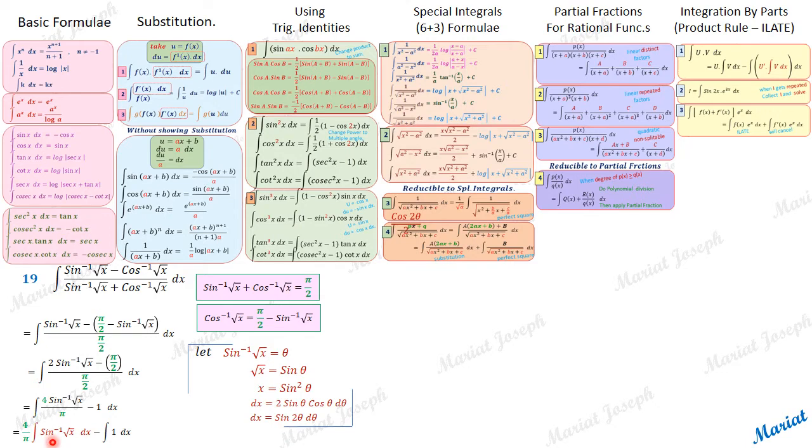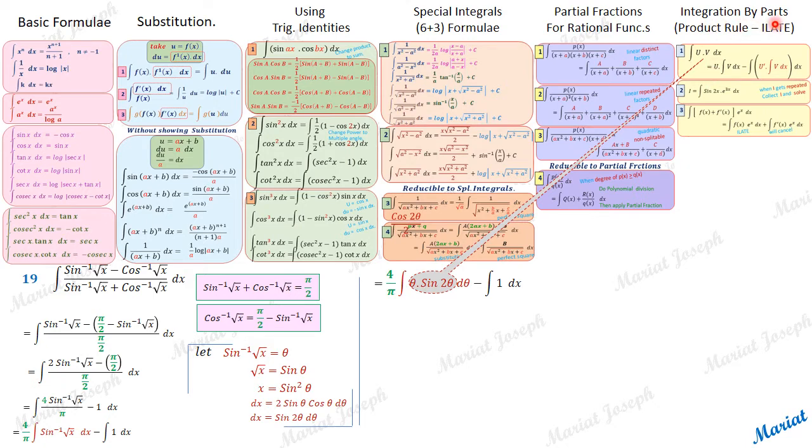And sine inverse root x is just theta. So, this integrand would now change to this form. Theta is sine inverse root x and sine 2 theta d theta is the dx here. So, the integration is now in this form. The second term is copied as it is. The coefficient 4 by pi is there. Now, what kind of an integration is this? We have a product of an algebraic function and a trigonometric function. Remember, we are integrating with respect to theta. So, according to that, this theta is an algebraic function. So, we will go for the product rule.